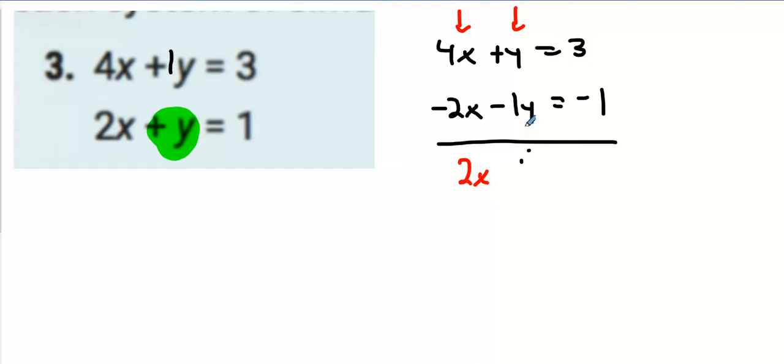Y, take away y. Oh, brilliant. The y's have disappeared. That's excellent. Now, 3 take away 1, 2. And then x equals 2 divided by 2, 1. Because we only had one letter remaining, it means we could figure it out.